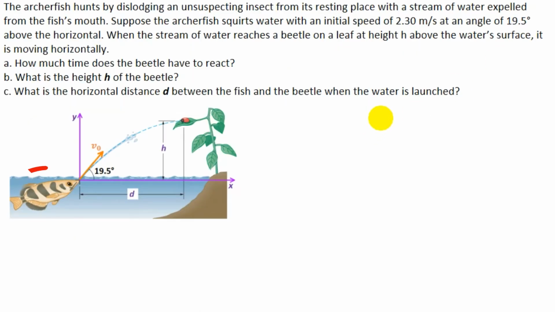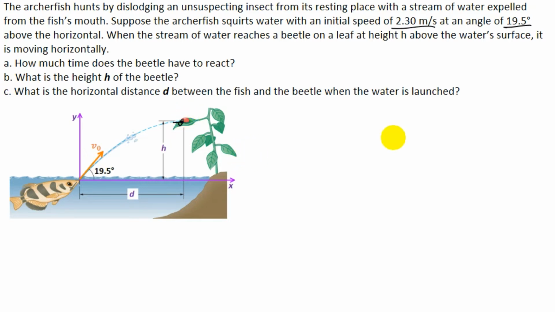So here we have a fish that hunts an insect resting on a leaf. Now suppose that the fish squirts water with an initial speed of 2.30 meters per second and at an angle of 19.5 degrees above horizontal. And it is also given that when the stream of water reaches a beetle on the leaf, it is moving horizontally. That you can see in this image. The water is moving horizontally when it reaches near the insect.